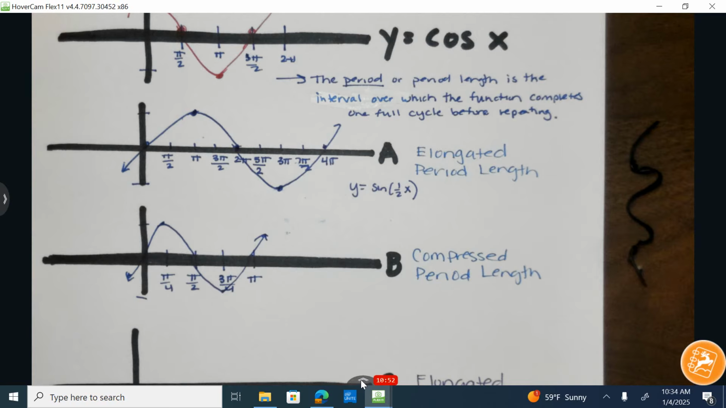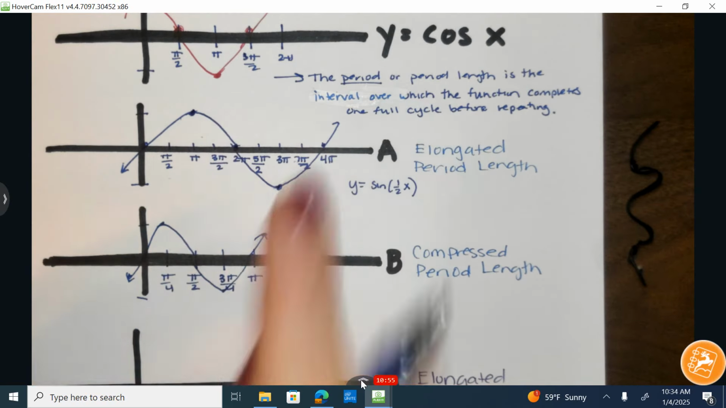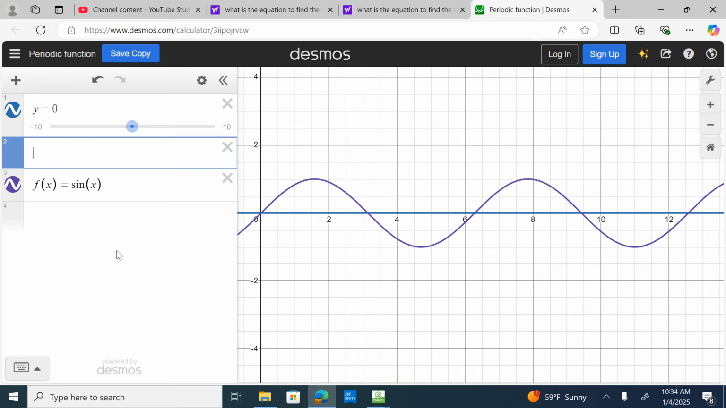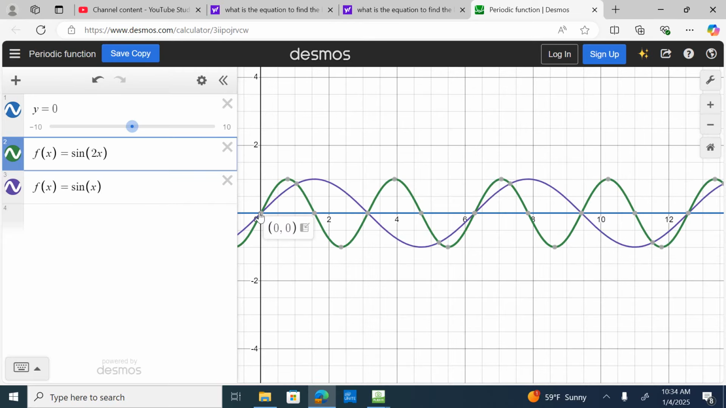So we've talked about elongating a function or a period, but what if we compress it? So this is our general function, and what if instead of having a 1/2 in front, I put a 2 in front? A period, or period length, is the interval over which the function completes one full cycle before it starts to repeat. So here we can see we have a hill and then a valley, and we've just finished one cycle before it starts to repeat. The function that we're looking at in green takes a length of pi in order to complete one cycle, versus the function we see in purple that takes a length of 2 pi. It takes double the amount of time.